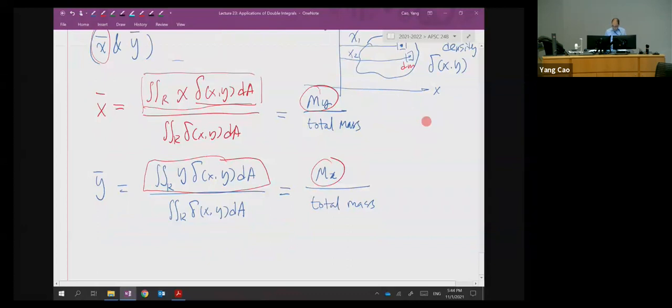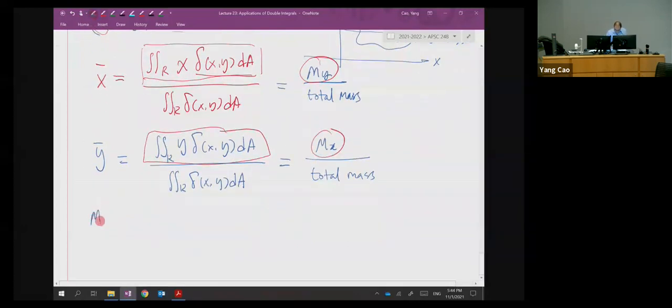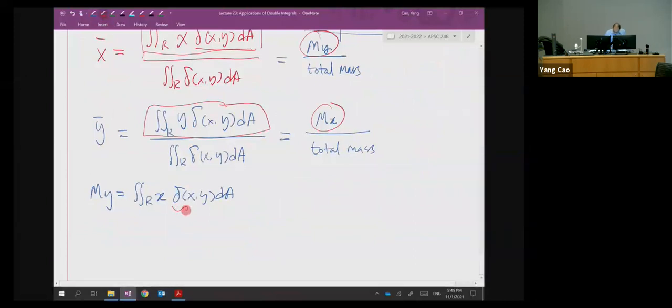If I had to rewrite it here, basically your My equals the double integral of x times delta xy dA. So this little portion here, as we have just iterated, represents a small mass, a differential mass, delta xy times dA. So technically, what we're doing here in terms of My, the calculation, is this.